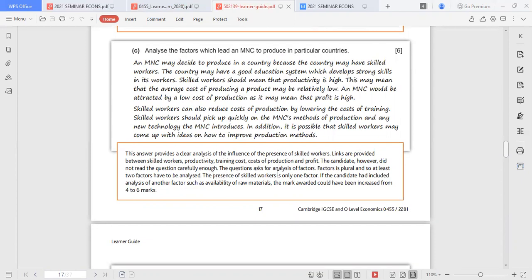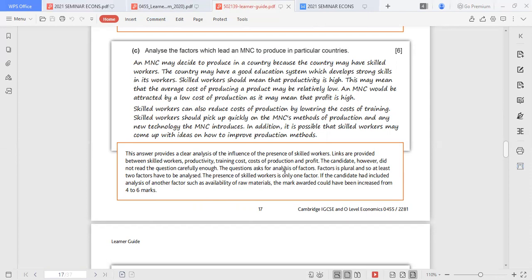The question asks for analysis of factors. Factors is plural, so at least two factors have to be analyzed. The presence of skilled workers is only one factor. If the candidate had included analysis of another factor, such as availability of raw materials, the mark awarded could have been increased from 4 to 6.